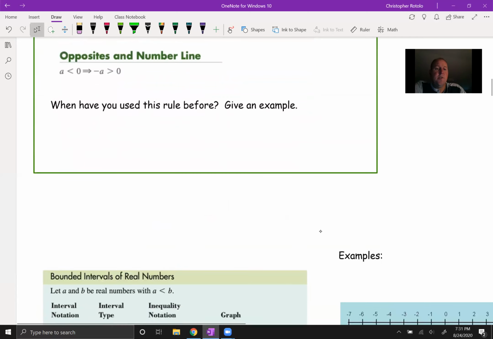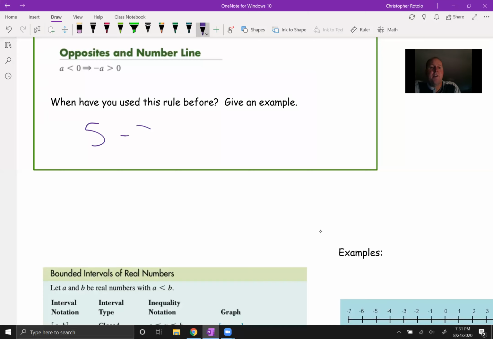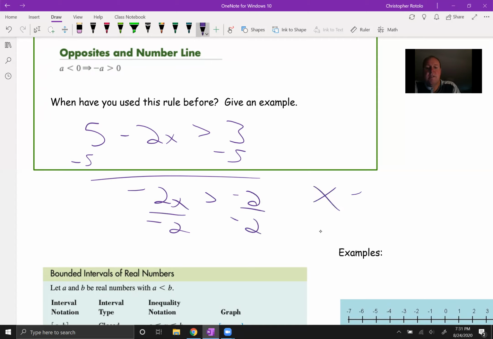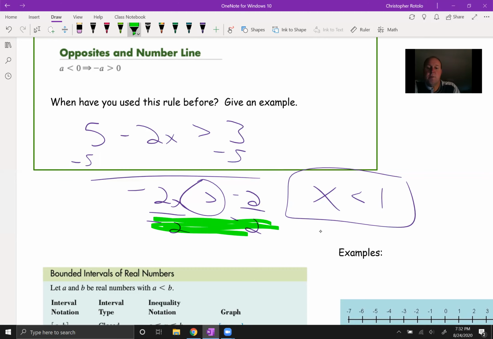Opposites in the number line. So when have we used this before? So maybe something like 5 minus 2x is greater than, let's say 3. So here would be an example when we used it before. If you are going to then divide out this -2 at some point, so let's go ahead and do this. -2x is greater than -5, and divide by -2. x is now less than +1. So we had to flip-flop this because we are dividing by a negative. So we want to notice this change right here.